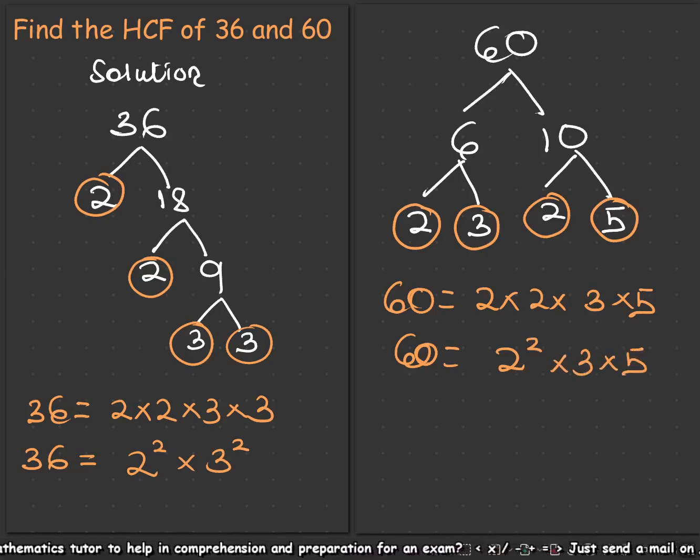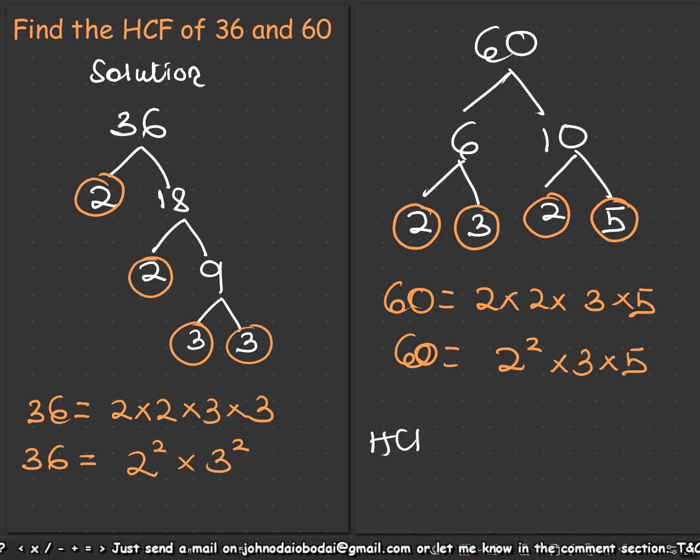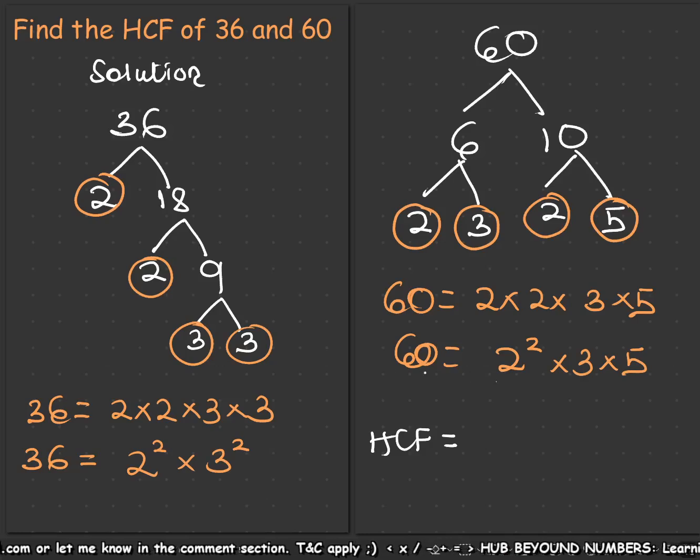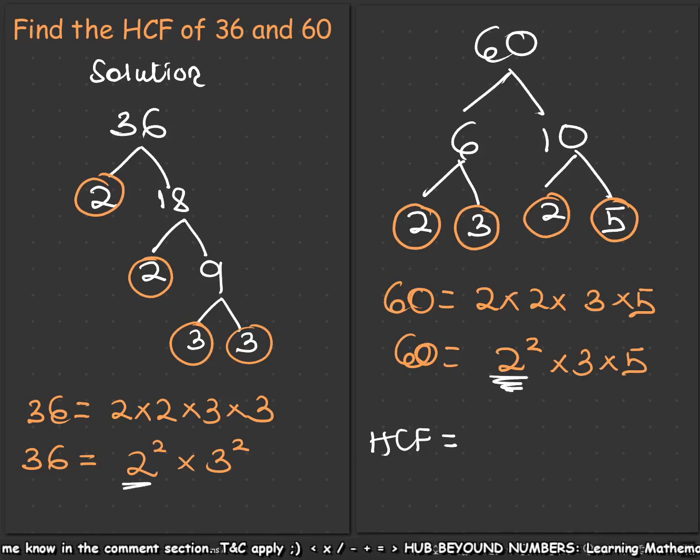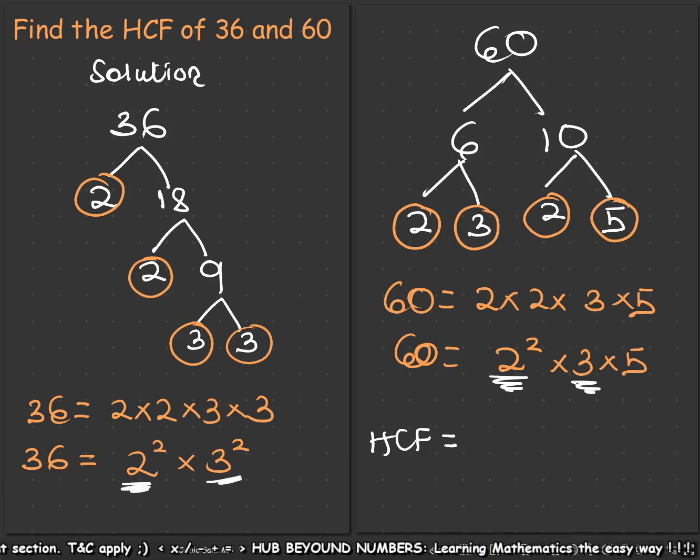You see? So if you've been able to write your numbers as a product of primes, what you are going to do is, for your LCM, sorry, your HCF, which is what we are going to look for, we look at the common factors. So among these common factors, there is 2 over here, then there is also 2 over here. Apart from that, there is 3, and then there is 3.